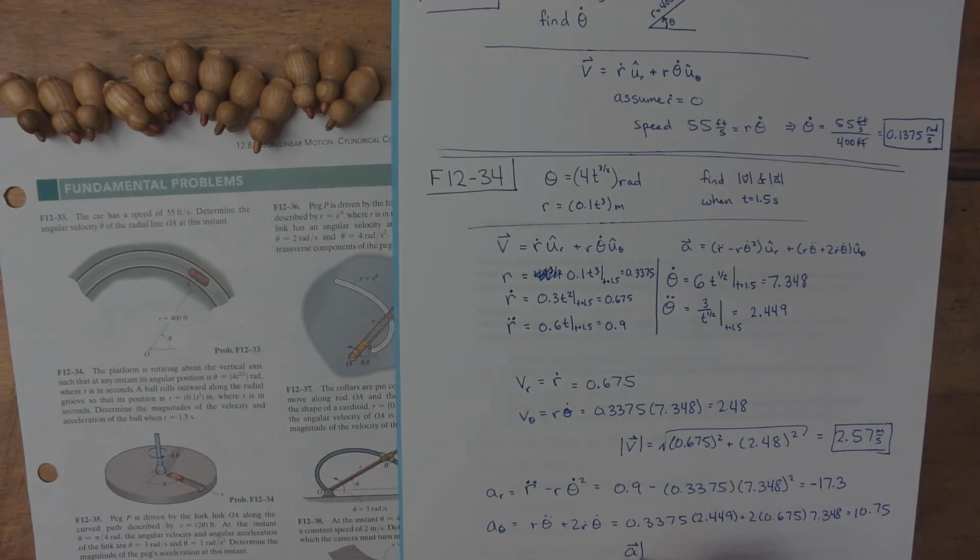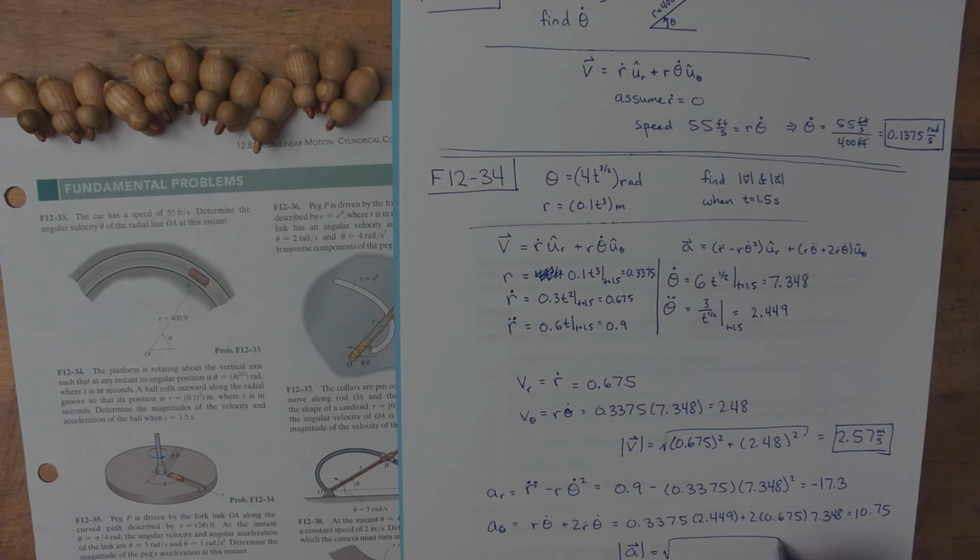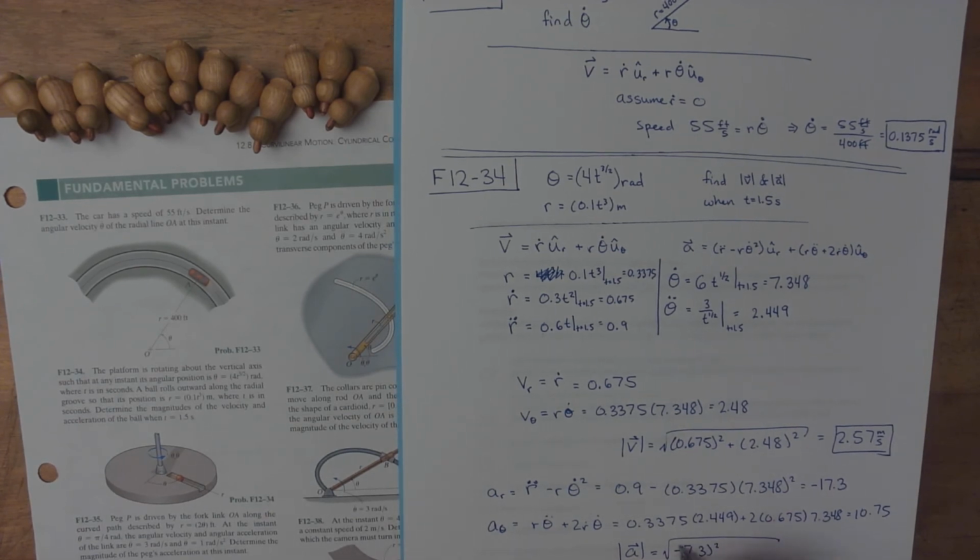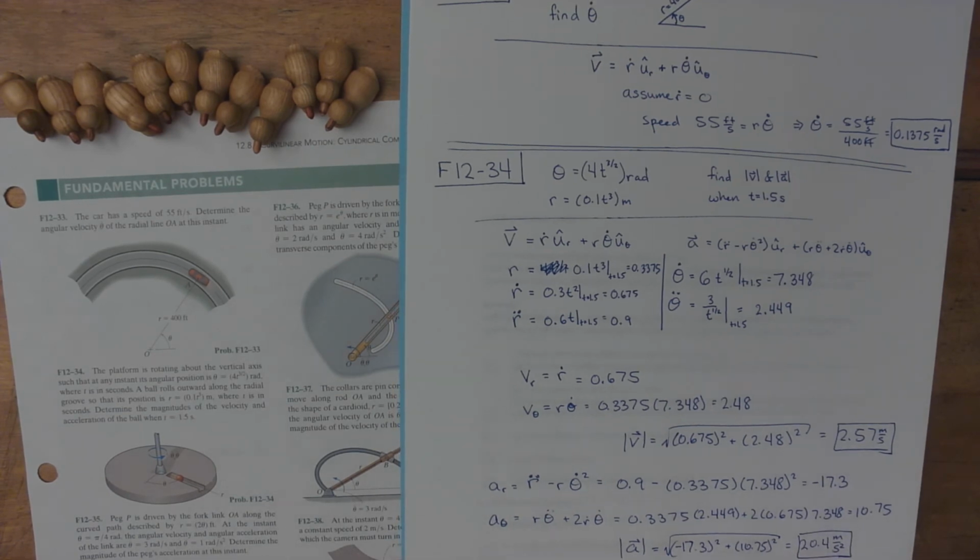Then for the magnitude of the acceleration, that is the square root of negative 17.3 squared plus 10.75 squared, and that gives me 20.4 with units of meters per second squared for the magnitude of the acceleration.